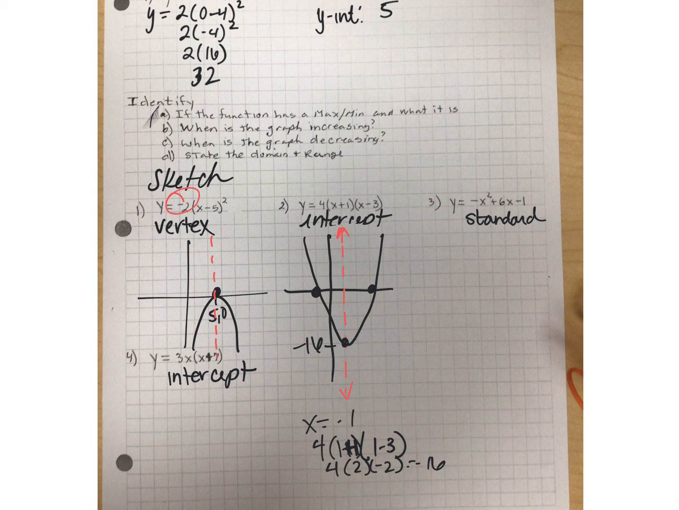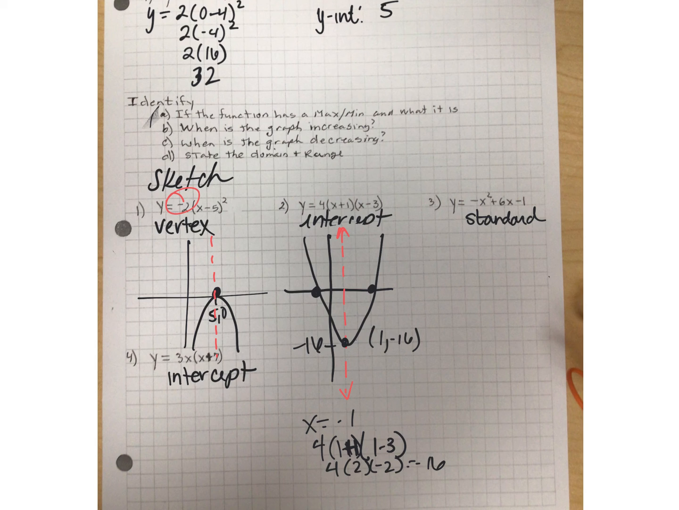what is the minimum of number 2? Negative 16. So you have to find the vertex in order to find the minimum and the maximum, and you need to know that axis of symmetry in order to get which side it's increasing and decreasing on. But you don't have to make a really accurate table. You just need to know that information, the vertex, whether it opens up or down.